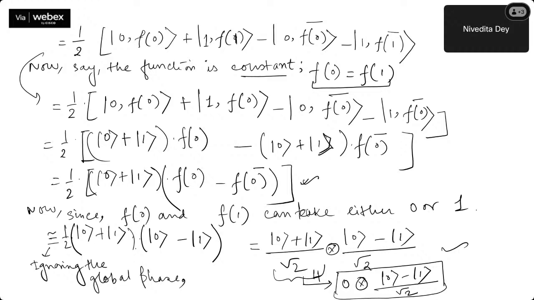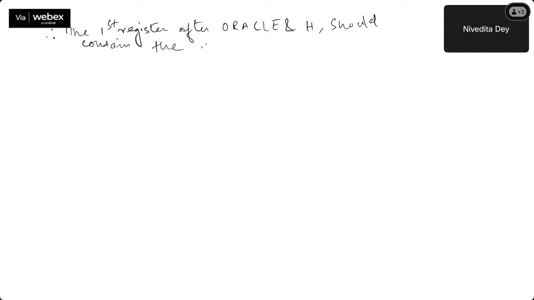Okay. So the first register will be having a value 0. So what was my observation? That is, the first register after Oracle and Hadamard should contain the value 0. Right?